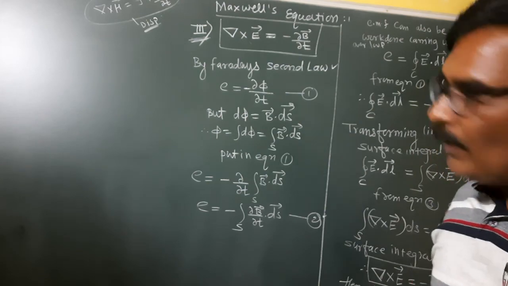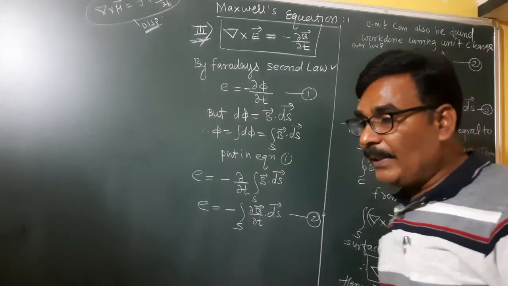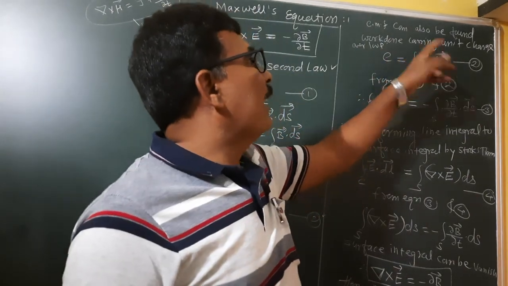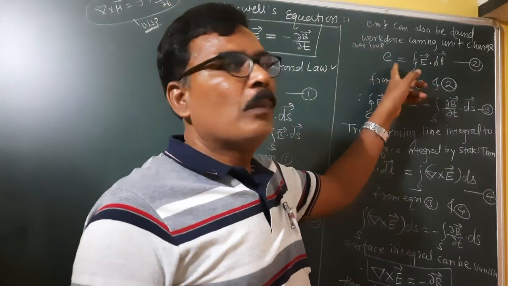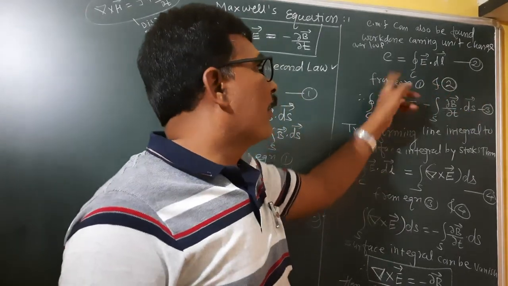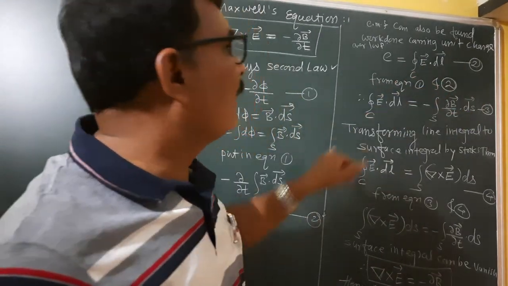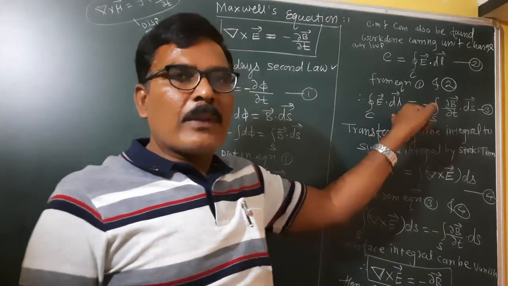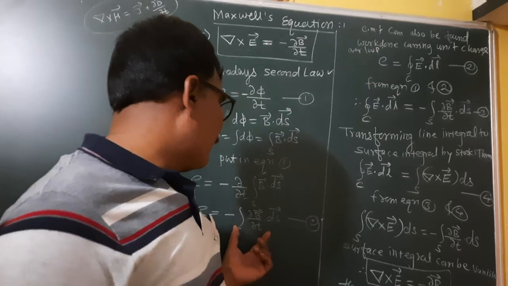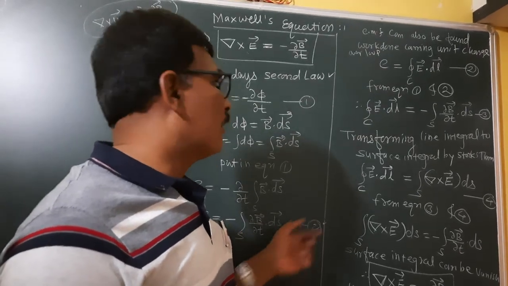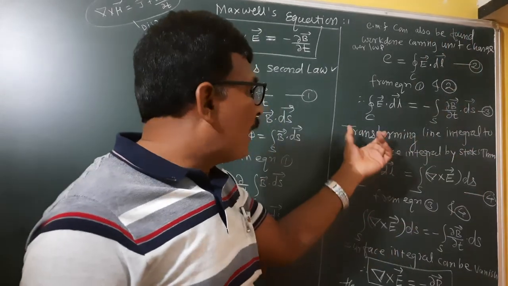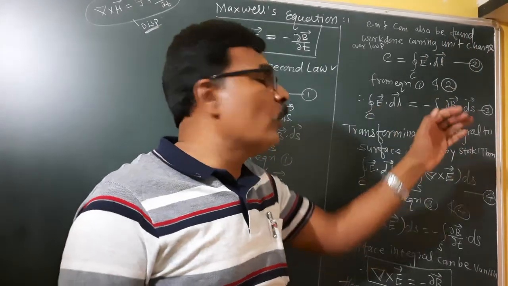But we know that electromotive force can also be found by carrying a unit charge over the closed loop, that is E is equal to the line integration of E⃗·dl⃗. From equations 1 and 2, the left-hand sides are similar, so we get E⃗·dl⃗ is equal to the surface integration of minus ∂B⃗/∂t into ds, equation 3. Transforming this line integral into a surface integral.